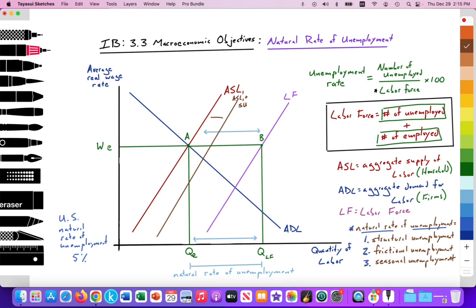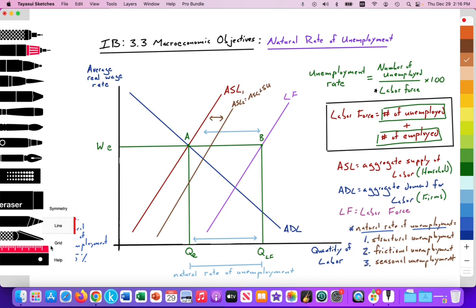So the distance between ASL1 and ASL2, perhaps just to clarify this, this is getting a little bit messy, but just want to make clear what that is. So let's say this is ASL2, which is equal to ASL1 plus the structural unemployment. So that distance between ASL1 and ASL2 is the value of the structural unemployment in the economy.